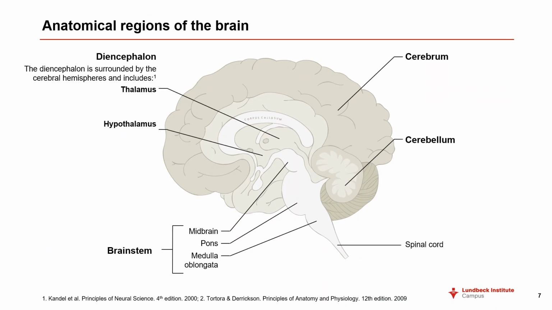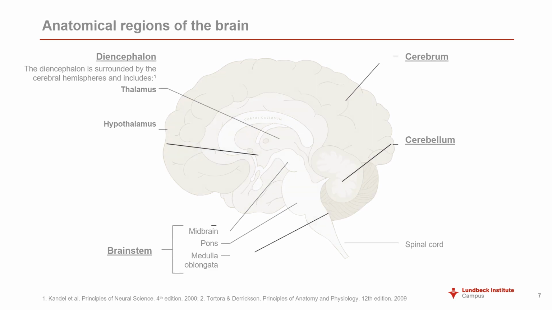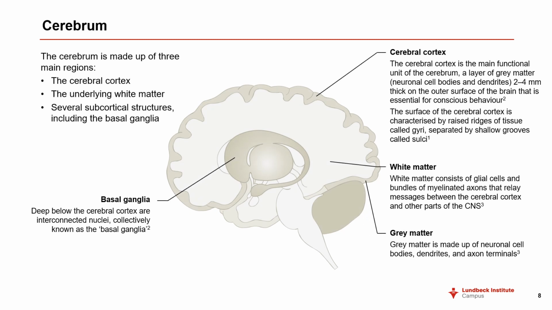The brain is divided into four anatomical regions: the diencephalon, the brainstem, the cerebrum, and the cerebellum, as shown on the screen. We are going to look at the various functions of each of these anatomical regions in the next few minutes. Let us take a closer look at the cerebrum. The cerebrum is made up of three main regions: the cerebral cortex, the underlying white matter, and several subcortical structures including the basal ganglia.